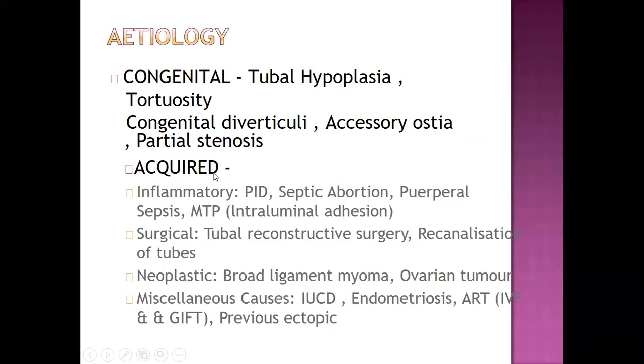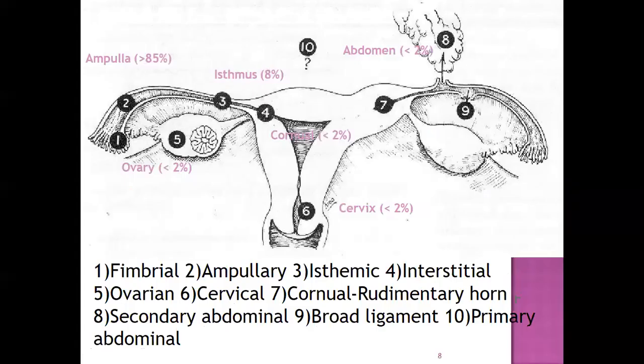What are the acquired causes? As we discussed earlier, any inflammatory condition like PID, septic abortion, or puerperal sepsis, these cause intraluminal adhesions. Then tubal reconstructive surgeries, any surgery in which there is a tubal blockage and we reconstruct the tube and canalize it. Any neoplasia like broad ligament myoma or ovarian tumor, and miscellaneous causes like IUCD, endometriosis, and a previous ectopic pregnancy.